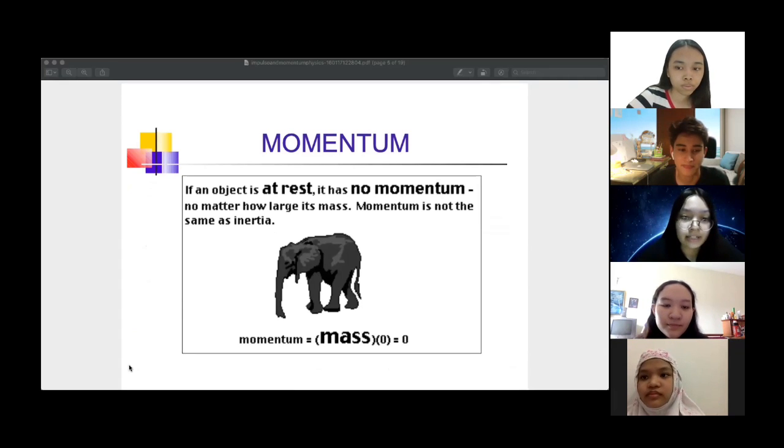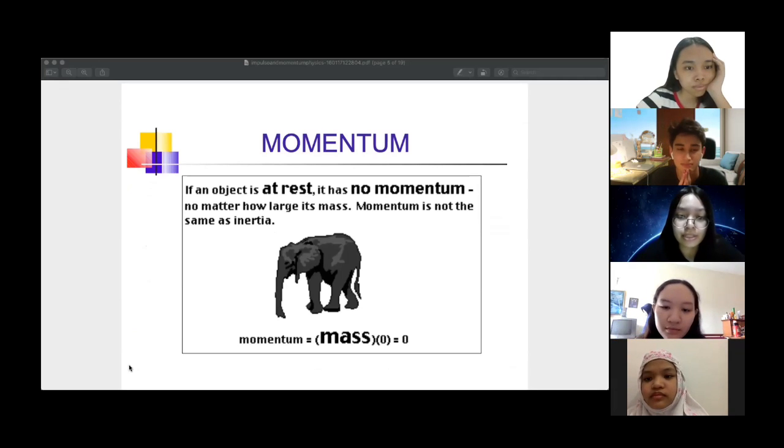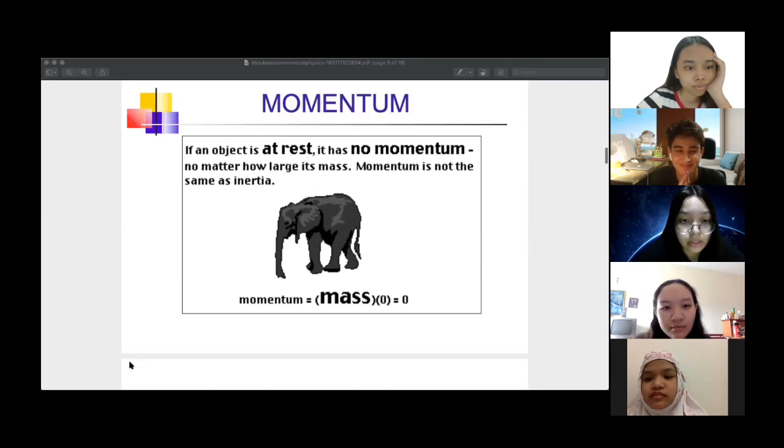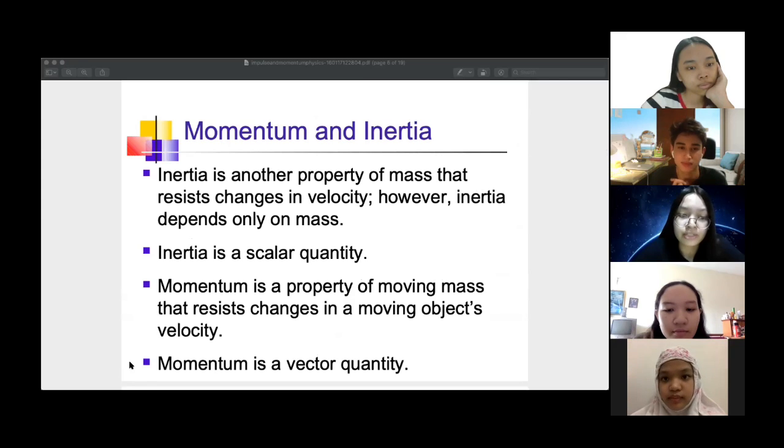If an object is at rest, it has no momentum, no matter how large its mass. So momentum equals mass times 0 equals 0. Momentum is not the same as inertia. Inertia is another property of mass that resists change in velocity. However, inertia depends only on mass. Inertia is a scalar quantity. And momentum is a property of moving mass that resists change in a moving object's velocity. Momentum is a vector quantity.